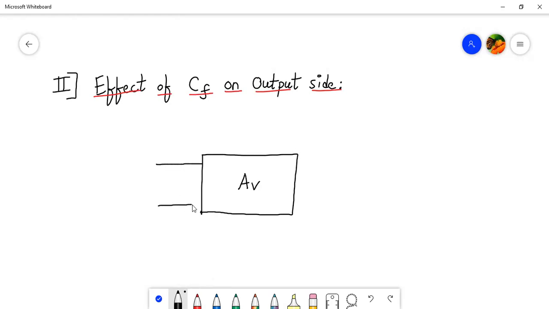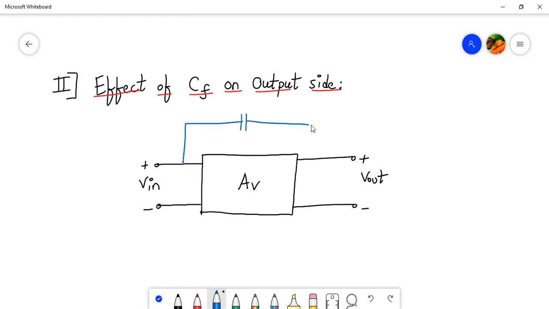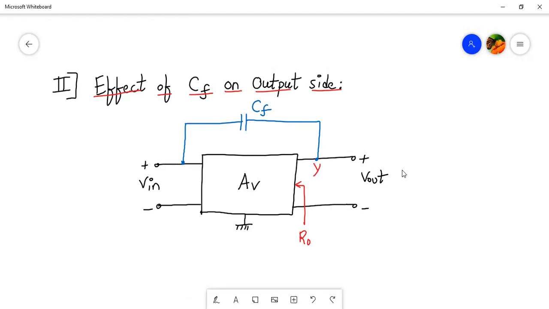That's my input side, the input port, so we have Vin applied over here. Then we have the output side, here it is plus minus Vout. Then we have the feedback capacitor, which is denoted by CF. Now we have to analyze this circuit. For that, we will consider the ground connection over here for the amplifier. Then we'll also consider that this is the output impedance of the amplifier. Let me call this terminal Y.